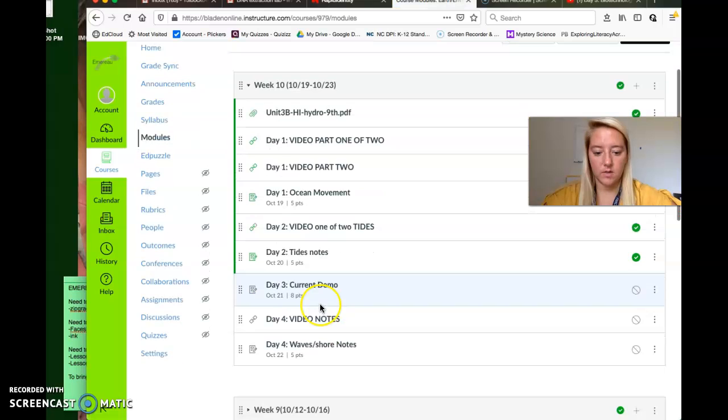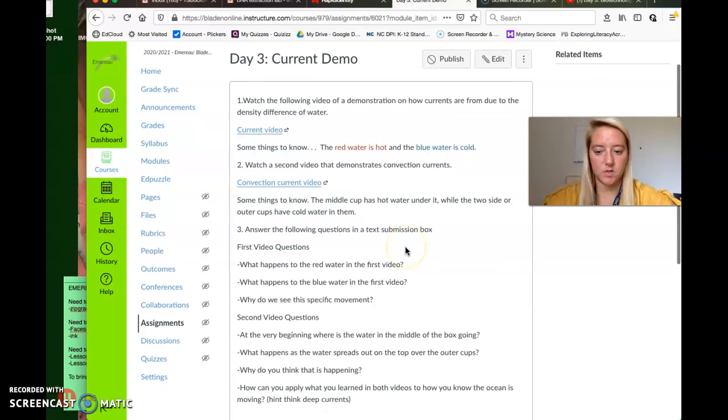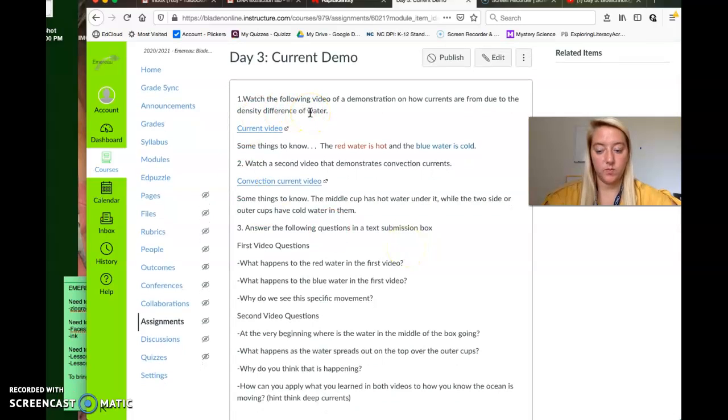If you will, day 3 current demo will be open and ready for you to do. Here's what you're going to do, what I expect from you tomorrow. You're going to watch the videos of a demonstration on how currents are formed, due to the density differences of the water. There's the video. Some things to know. In the video, the red water is hot and the blue water is cold.